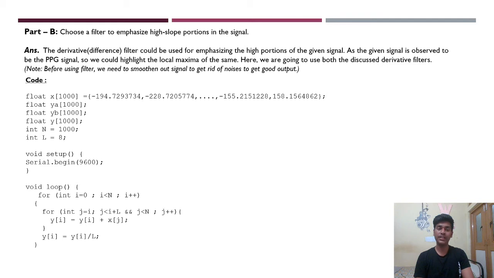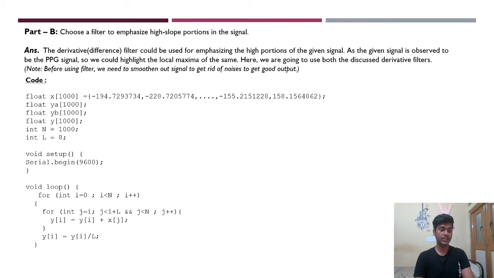We have to choose a filter to emphasize high slope portions in a signal. We know that the derivative filter could be used for emphasizing the high slope portions of a given signal. As the given signal is observed to be PPG, so we could highlight the local maxima of the same. Here we are going to use both the discussed derivative filters.